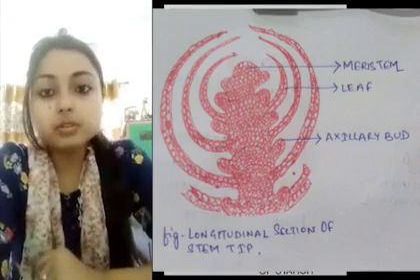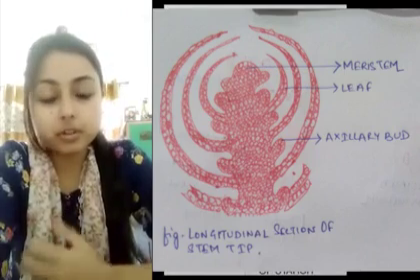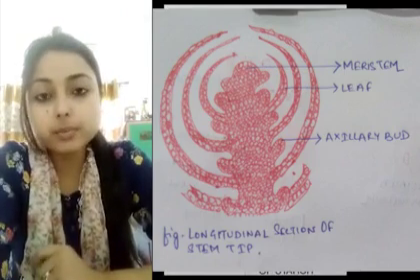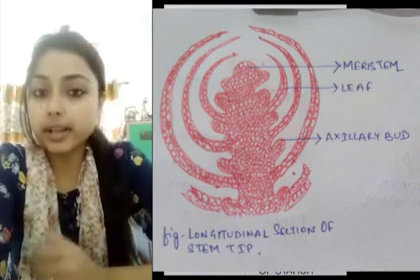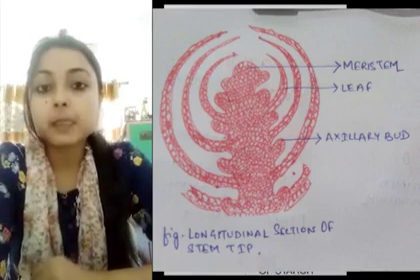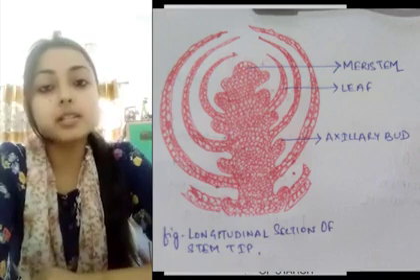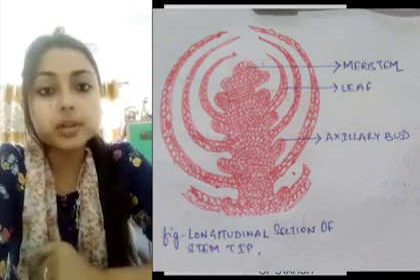So now you know that meristematic tissues are found on the growing tips and are of two types, apical tissue and cambium. Now we will learn about the next type of tissue. It is the permanent tissue. Now what are permanent tissues?